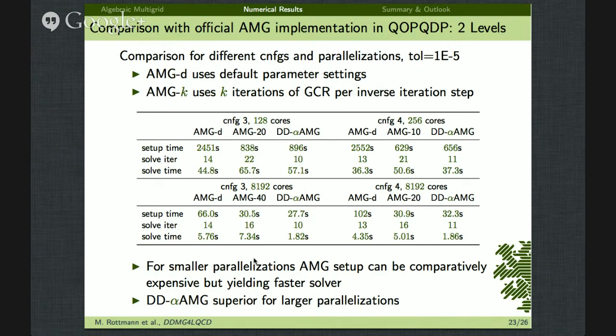Okay, and in a parallel case, in a case with larger parallelism, we see that no matter if you take the default parameter set or an equally expensive setup, the DD-alpha AMG code outperforms the AMG code in both cases. So maybe this is also due to the application of the coarse grid operator in the AMG code being more expensive than ours, maybe due to not being able to hide communication as our coarse grid operator does.